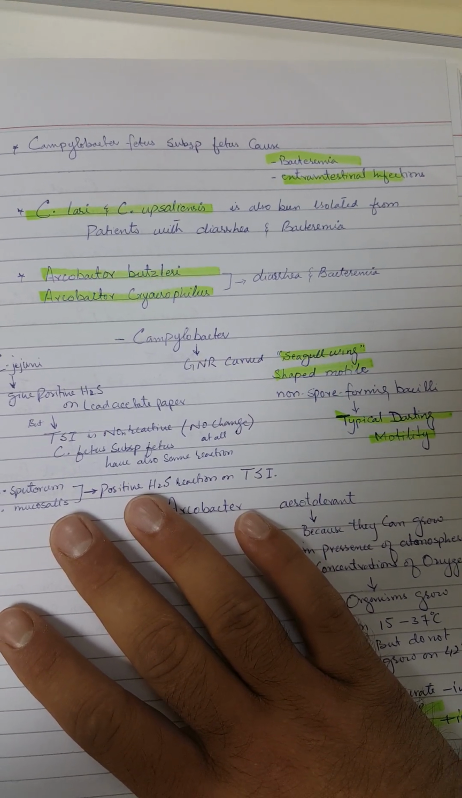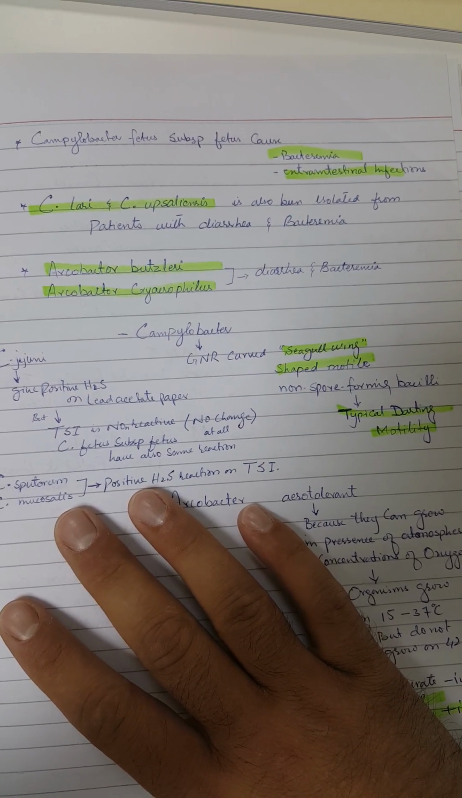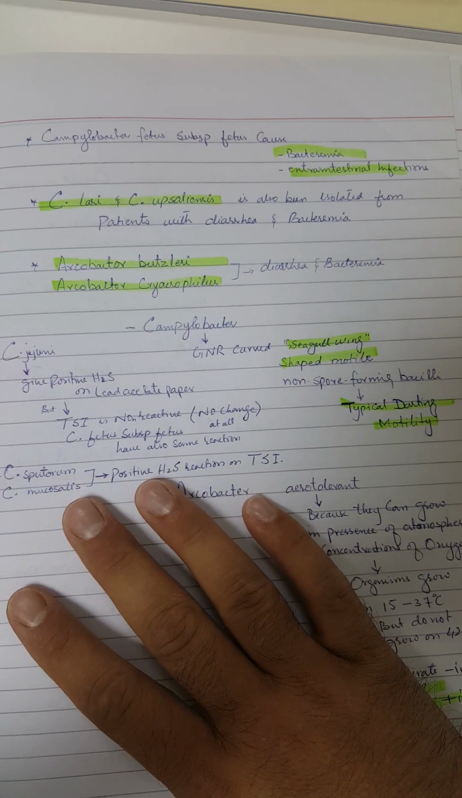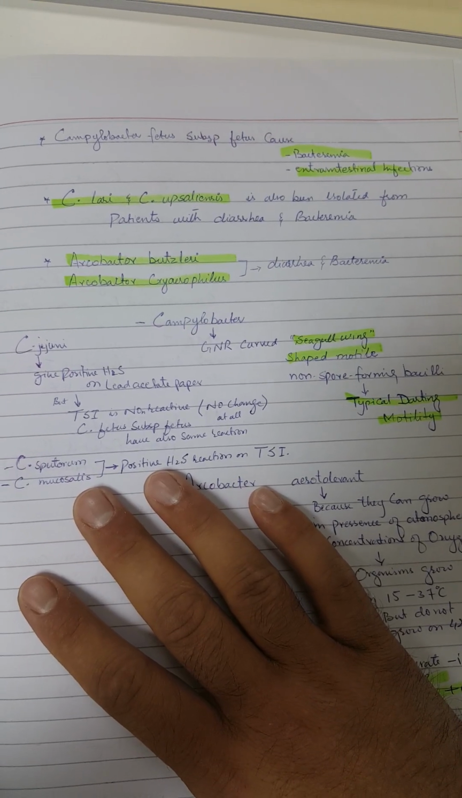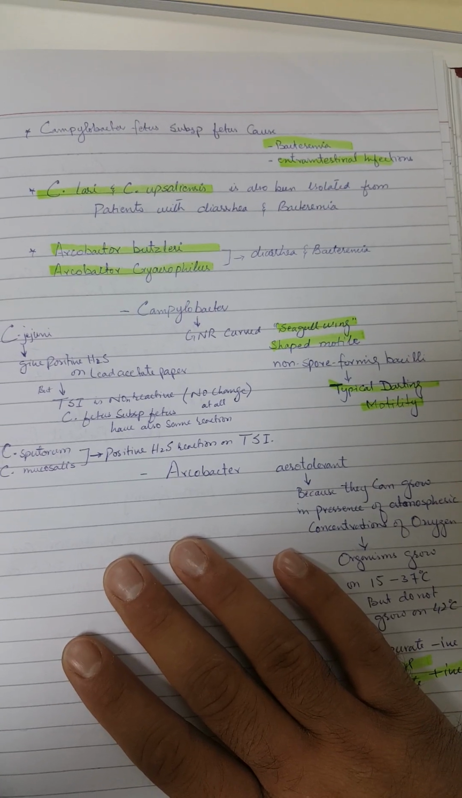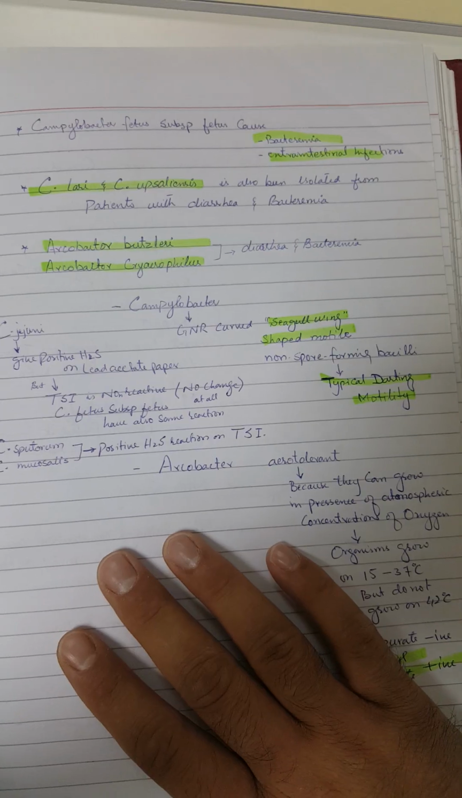Arcobacter butzleri and Arcobacter cryaerophilus are also noted in diarrhea, and also observed in diarrhea and bacteremia cases. Campylobacter are gram-negative, curved, seagull wing shaped, motile, non-spore forming bacilli with typical darting motility.